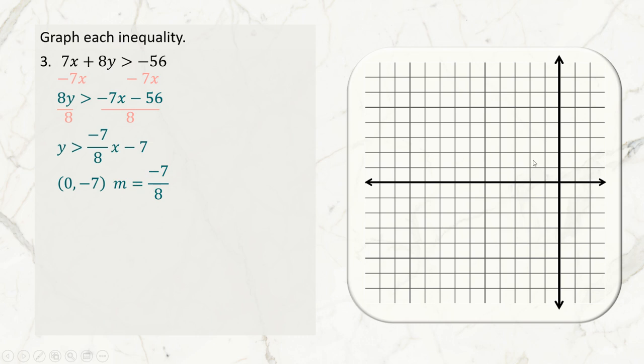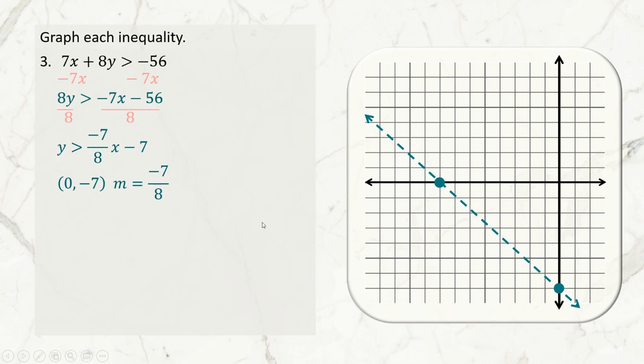So let's plot my point, 0, negative 7. Should be all the way down here. Now, negative 7/8, I can't go down 7, right 8. So instead, I can go up 7, left 8, which would be all the way over here, I believe. If you can't go down 7, right 8, then we can go up 7, left 8. Now, this is strictly greater than, so it's going to have a dashed boundary line.